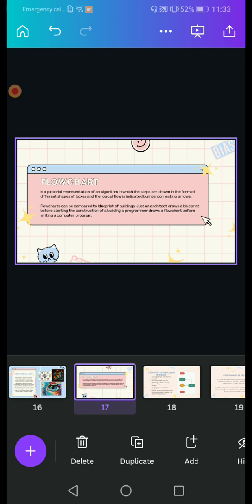A flowchart is a pictorial representation of an algorithm in which the steps are drawn in the form of different shapes of boxes, and the logical flow is indicated by interconnecting arrows. Flowcharts can be compared to blueprints of buildings. Just as an architect draws a blueprint before starting the construction of a building, a programmer draws a flowchart before writing a computer program.